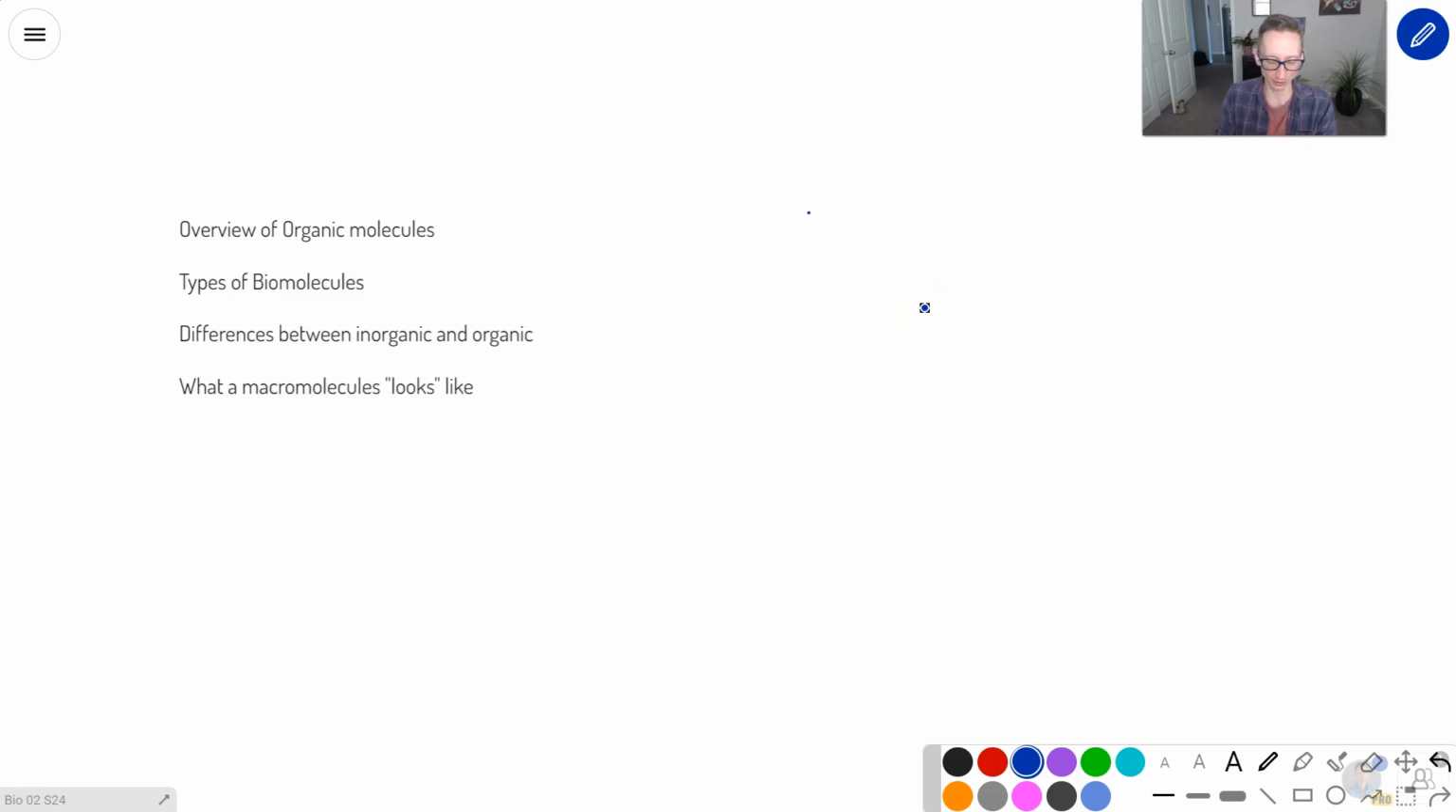So there's a couple different words for these. We have organic molecules. Another word for this is macromolecules. And last but not least, biomolecules. And these are actually one word each.